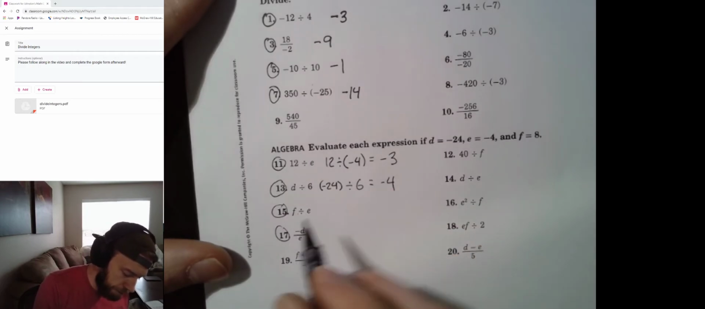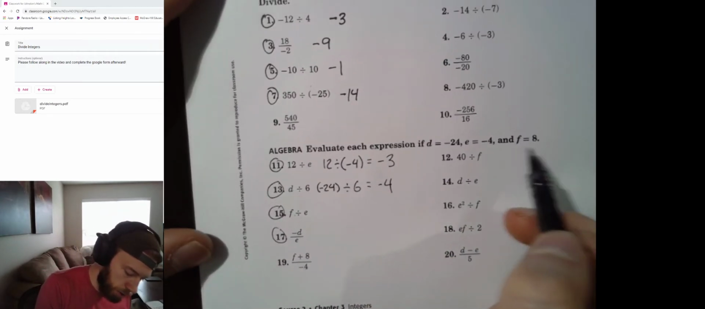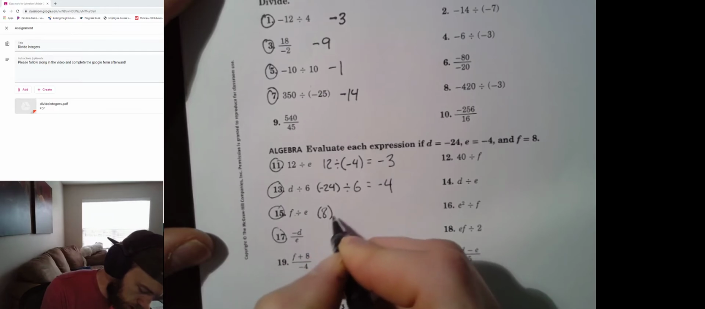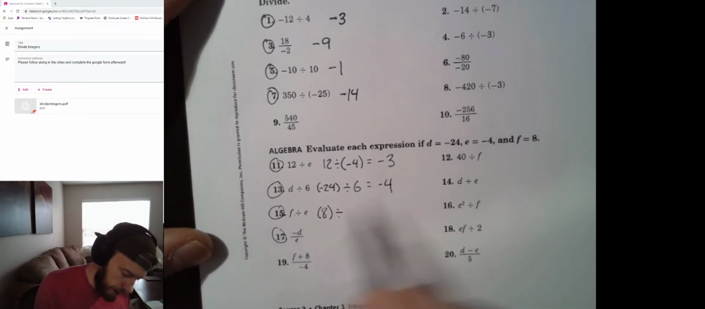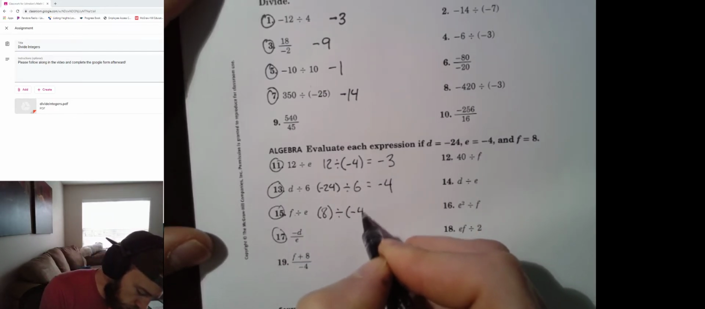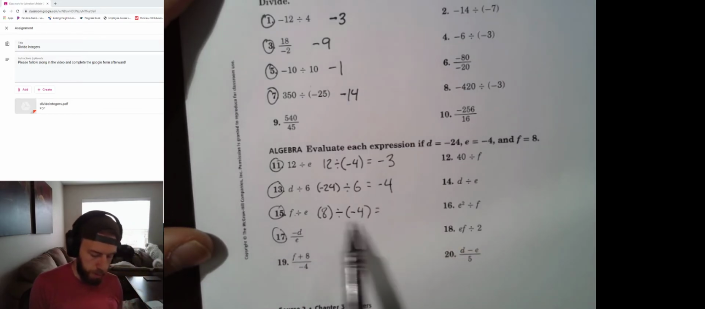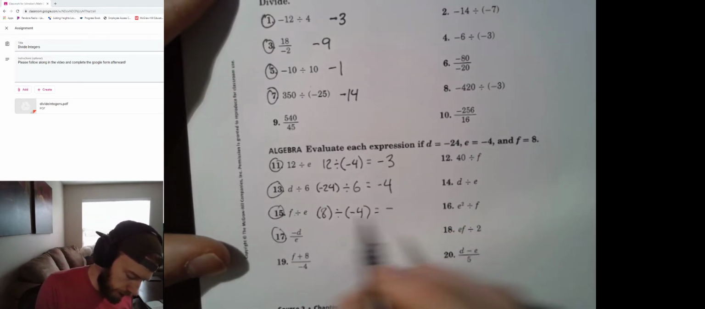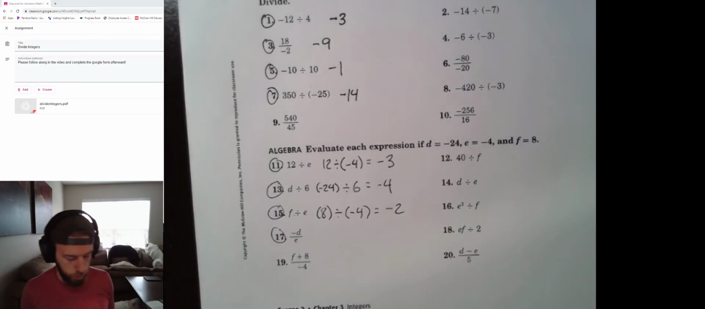Number 15, F divided by E. Both letters, but I know what both of those are. F is 8, divided by, and E is negative 4. Both of the signs are different, so I know it comes out negative. And 8 divided by 4 is 2, so the answer should be negative 2.